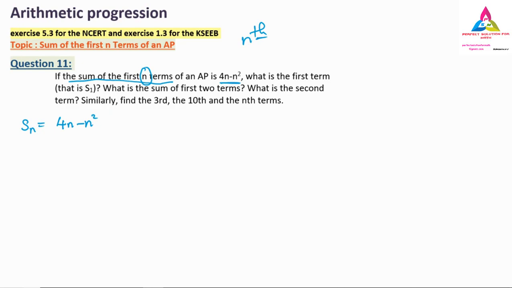Coming next, what is the first term they are asking? First means a1 you have to find. One question you may have: here they have given S1 in the question, so why have we taken a1 here?